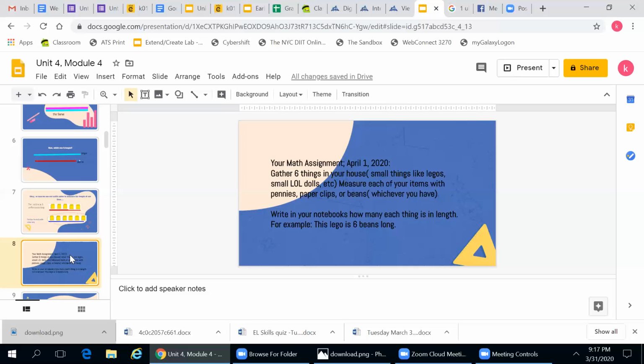So I hope you guys have fun with this. I'm excited to see your pictures. Please take pictures of your assignment when it is finished. And I can't wait to see how great you do with the length and measurement.